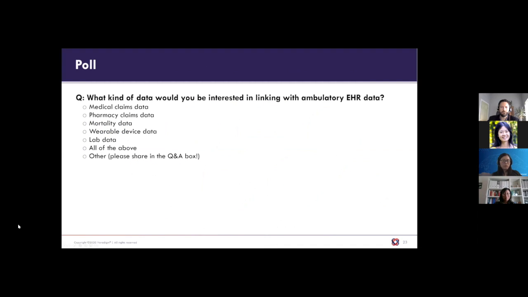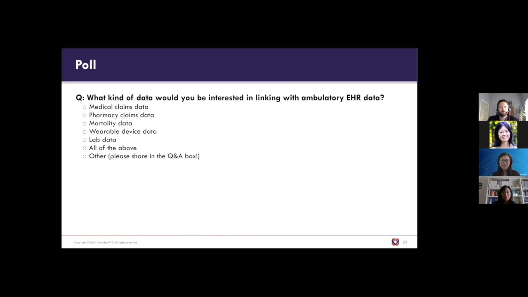So now we'll pose another question to the audience around data linking. What kind of data would you be interested in linking with ambulatory EHR data? Please select an option from the screen.